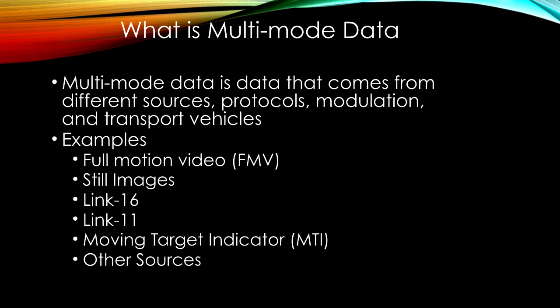Next, we'll talk about moving target indicator. Moving target indicator isn't as widely used in the military application, but basically it is how we show a vehicle is moving. So we can see through a radar system a vehicle moving down the road and it'll send back that information. Well, that information has to be offboarded and sent to other entities for analysis. There's also a bunch of other sources. This is just a sampling of the different communication mediums, but that gives you an idea of what multimode data is.